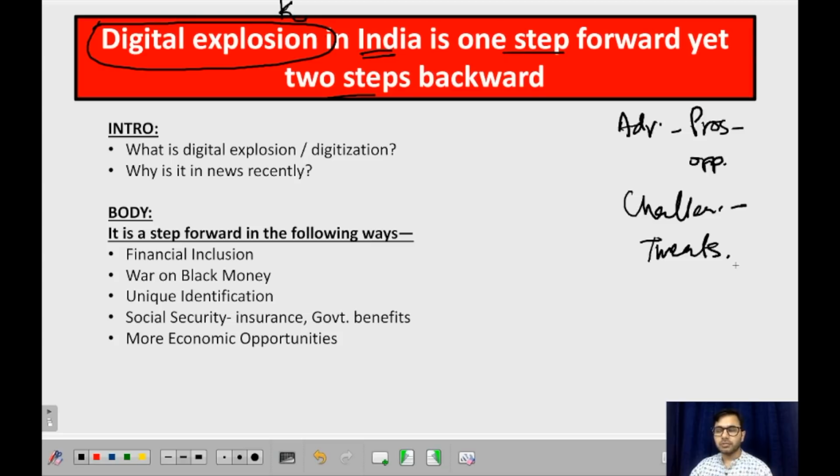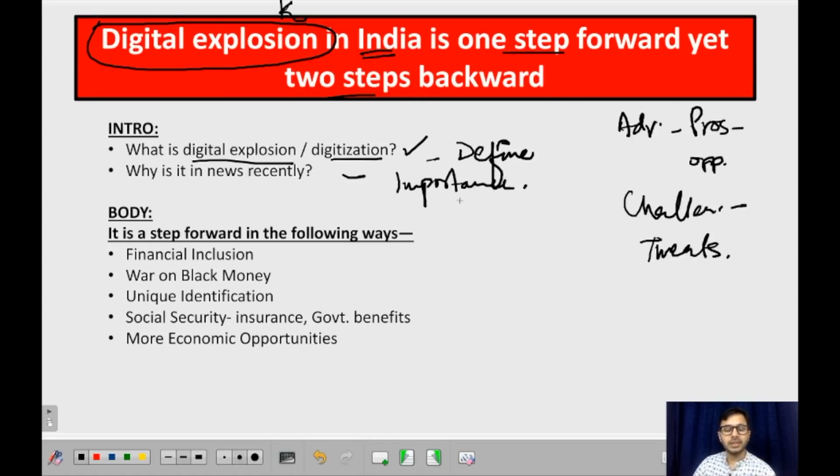In the introduction, we always introduce the topic with the most important keyword, which here is digital explosion. So we are going to talk about the definition. We are going to define digital explosion, number one. That is how we move forward in the introduction. And we are also going to talk about why it is in the news recently, that is the importance of this topic in the present scenario. So writing these two things completes our introduction, and also makes it very clear and easy to understand.